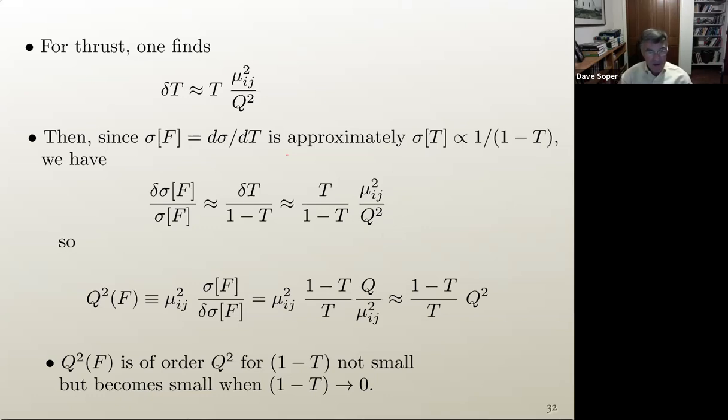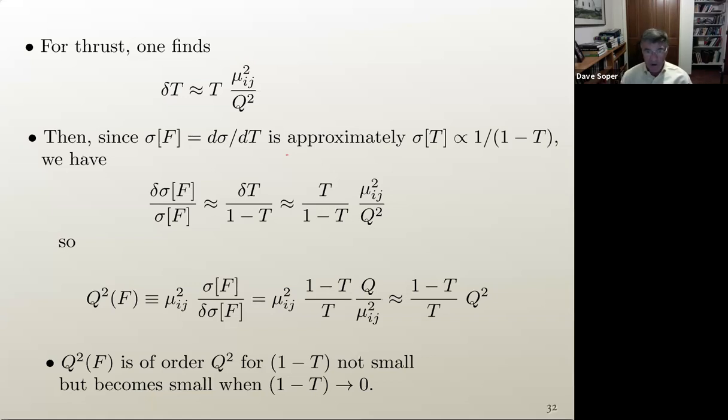So now recall the definition of Q squared. Q squared was mu squared divided by delta sigma times sigma. So I now substitute delta sigma over sigma. So sigma over delta sigma instead, 1 minus t over t, Q squared over mu squared. The mu squareds cancel, and the infrared scale for the thrust distribution is then 1 minus t over t times Q squared.